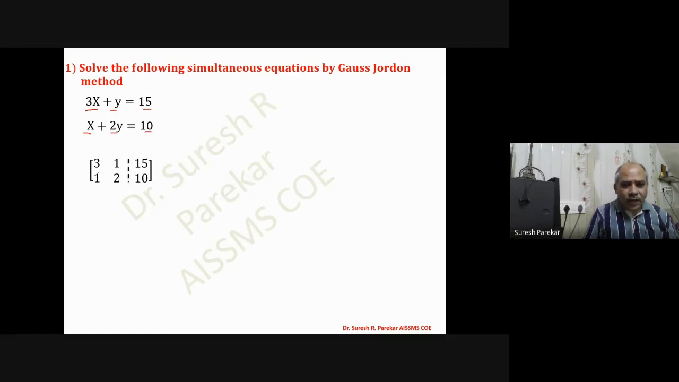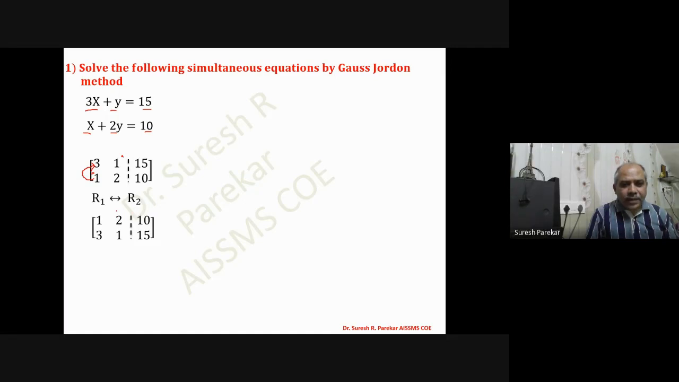Then what do we have to make? We have to make 0 here and 0 here. So first I will swap, because I want a 1 here. If I have this as 1, then it becomes easy for me to make the other entry 0, that is the row below it. So we have R1 and R2 interchanged, and then we have 1 2 3 1, and then 10 15.